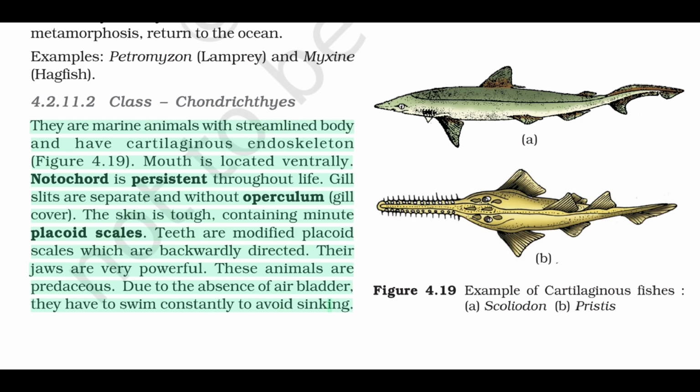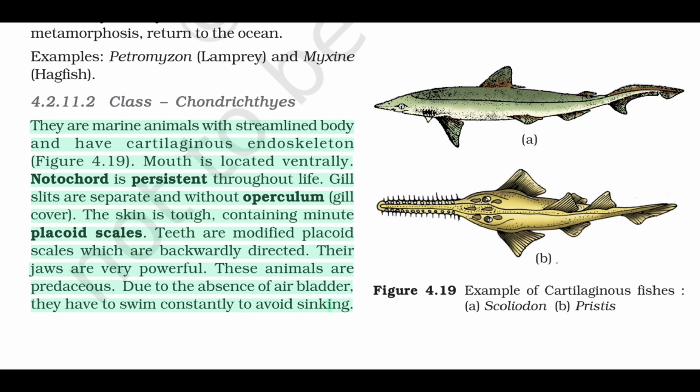4.2.11.2 Class Chondrichthyes. They are marine animals with streamlined body and have cartilaginous endoskeleton, figure 4.19. Mouth is located ventrally. Notochord is persistent throughout life. Gill slits are separate and without operculum gill cover. The skin is tough, containing minute placoid scales. Teeth are modified placoid scales, which are backwardly directed. Their jaws are very powerful.